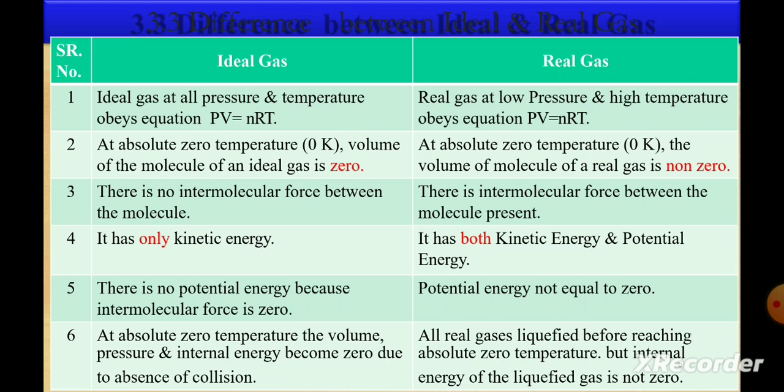For an ideal gas, there is no intermolecular force between the molecules. For a real gas, there is intermolecular force between the molecules. The ideal gas has only kinetic energy. The real gas has both kinetic energy and potential energy. There is no potential energy in an ideal gas because intermolecular force is zero. In a real gas, potential energy is not equal to zero.